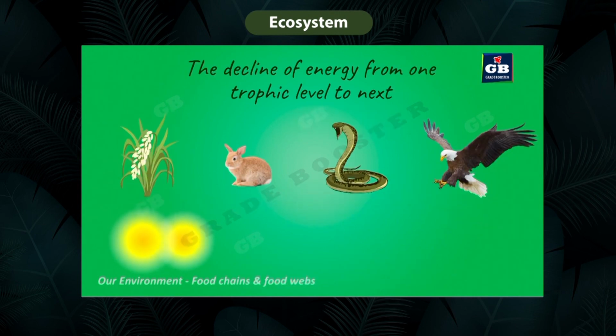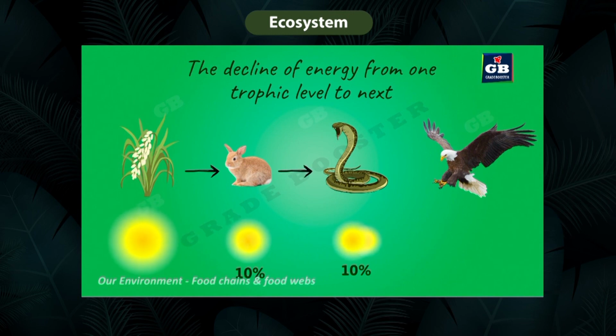So in a food chain, only 10% of energy from level 1 is available for level 2. Only 10% of the energy from level 2 is available for level 3. And only 10% of energy from level 3 is available for level 4. So, we can observe a gradual decline of energy from the first level to the last level. That is the reason why food chains usually have only 3 to 4 levels.